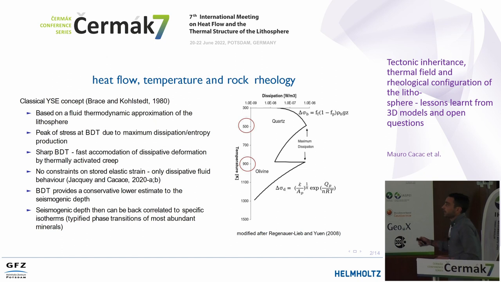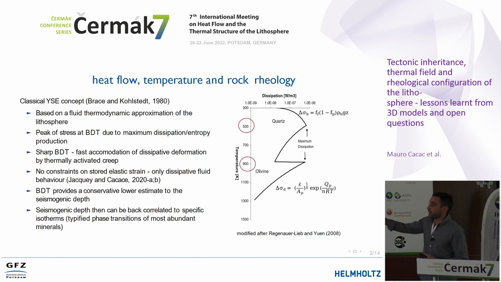What matters is that this transition in here, call it the brittle-ductile transition, provides a conservative estimate of the seismogenic depths, and that's what we are interested in. It provides you with a conservative estimate of the elastic strength of the lithosphere. And since this step is related to creep, to energy dissipation, it is thermally activated exponentially. There should also be a volumetric term in here, but that doesn't matter. It should be enthalpy, not temperature, as well. What you can back-correlate is the seismogenic depth to a specific isotherm.